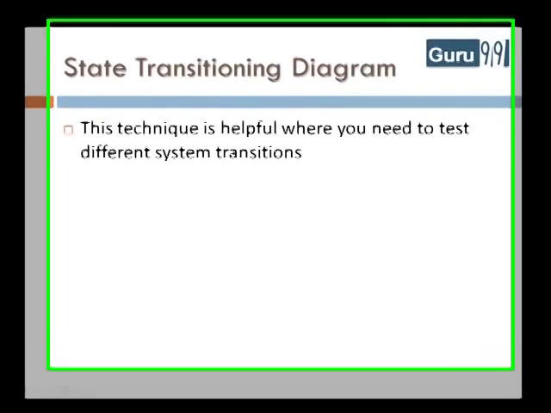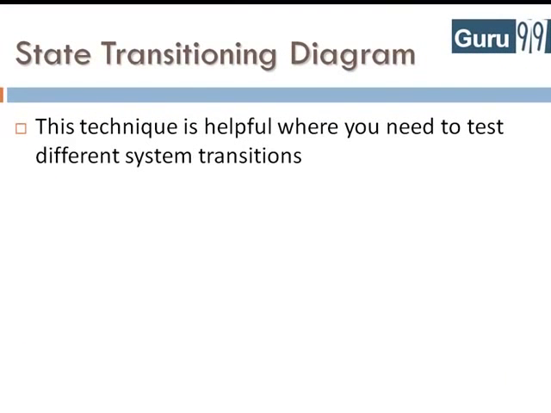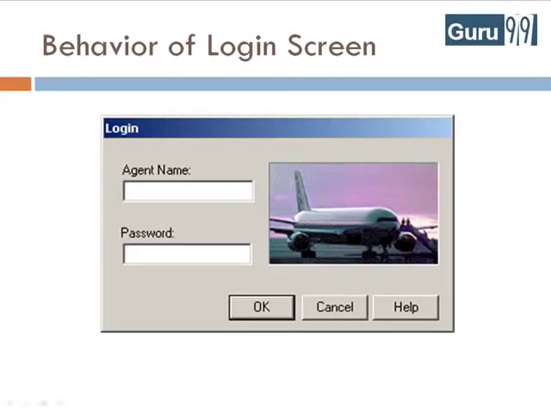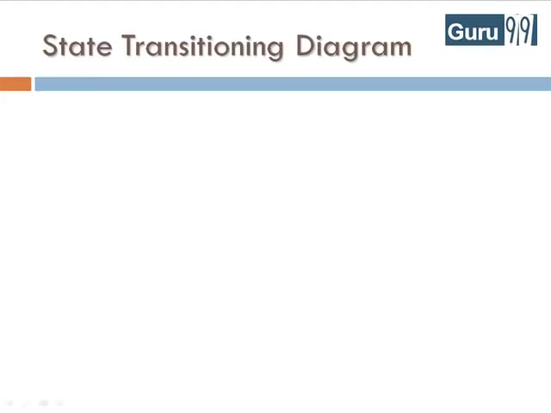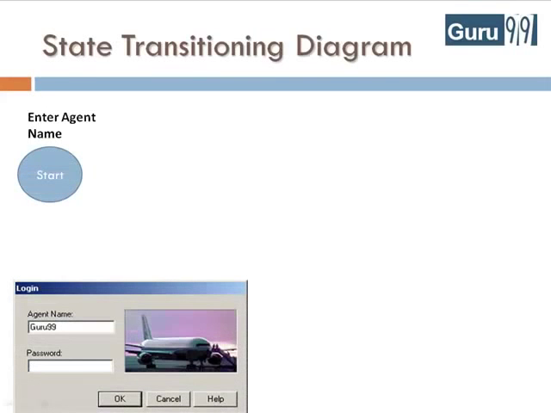State transitioning diagram is helpful where you need to test different system transitions. To understand this with an example, let's consider the behavior of the login screen of a flight reservation application. Consider you have entered the agent name in the login screen.